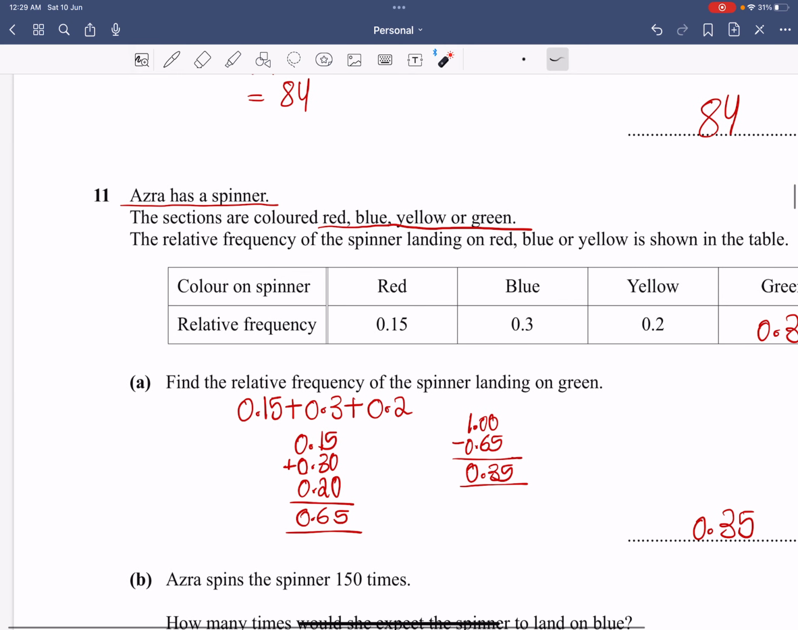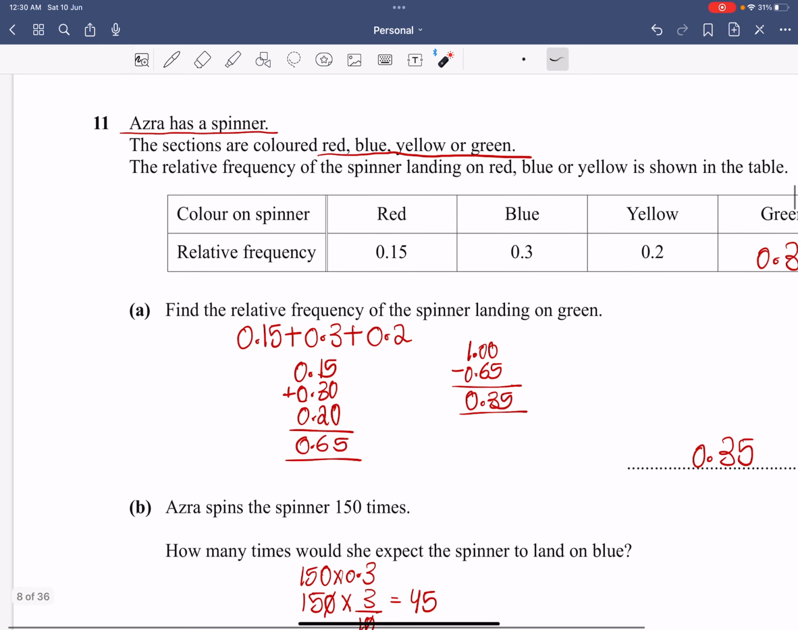Now Azra has a spinner. The sections are colored red, blue, yellow or green. The relative frequency of the spinner.